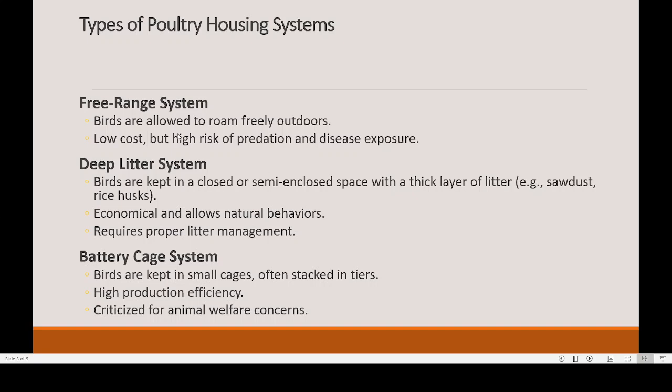Then another type of poultry housing is the battery cage system. Birds are kept in small cages, often stacked in tiers, and there is high production efficiency, but the problem is that birds are not properly given their freedom. That is a problem, and we will look at the battery cage system.